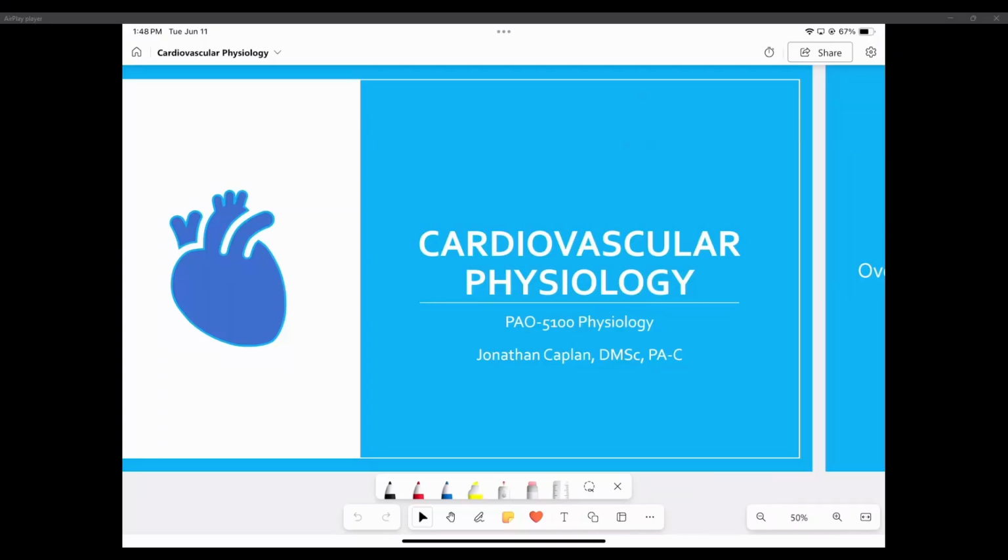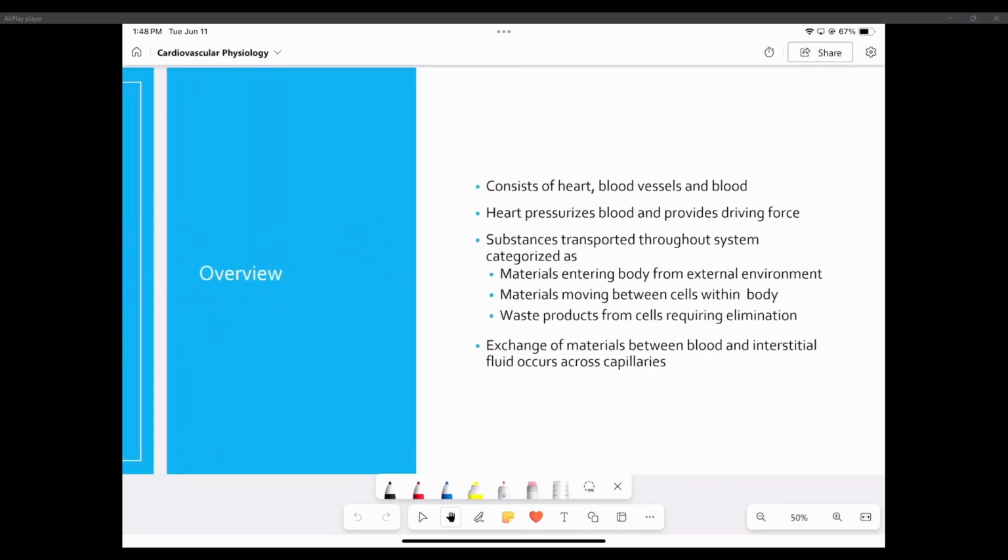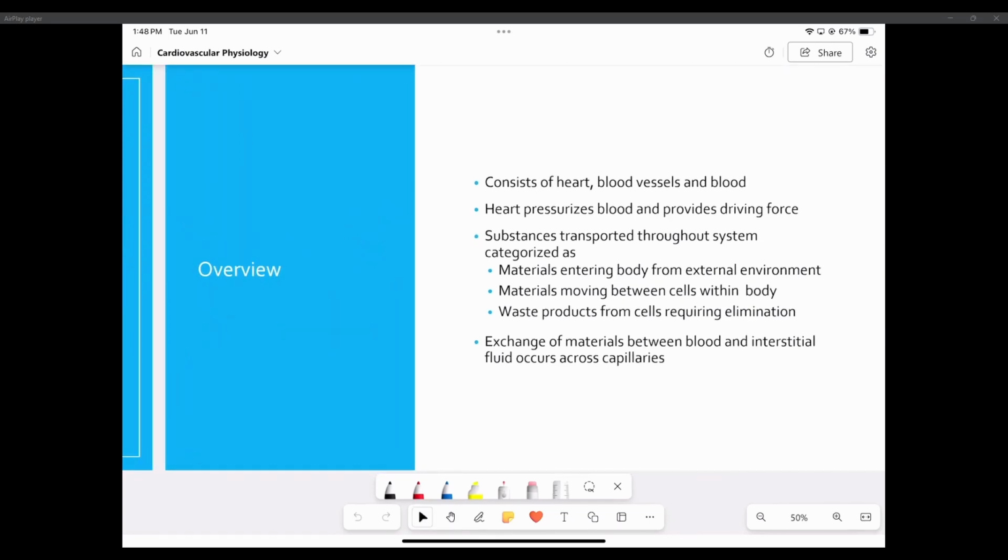Okay, so moving on to cardiovascular. We're going to just do a little bit right now just to get started so we have the rest of the week to focus on the fun stuff. Okay, cardiovascular system: heart, blood vessels, and blood. That's all it really consists of.